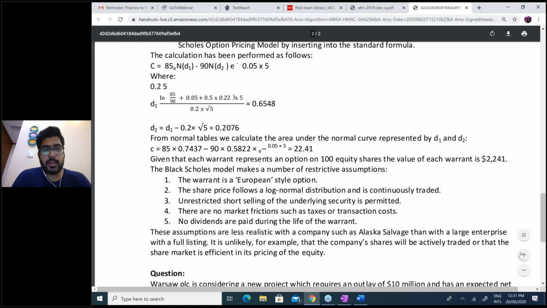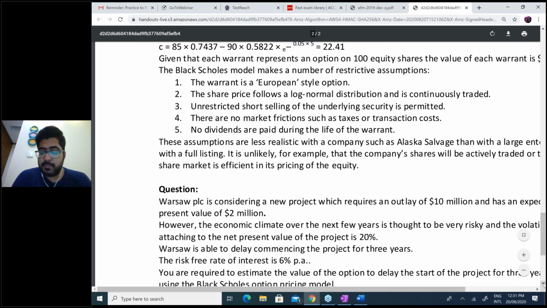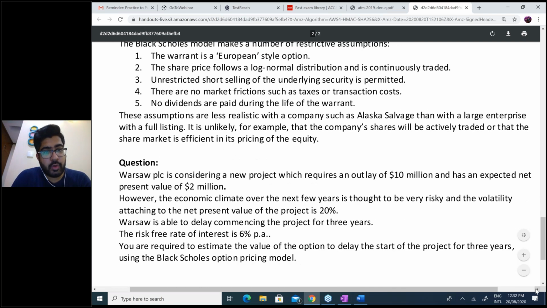Okay, Black-Scholes model assumptions. Assumption number one, the warrant is a European style option. This is Black-Scholes assumption number one. It cannot handle American style options. It can only handle European style options.